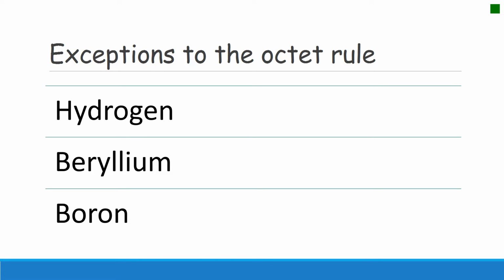Now, there are some exceptions to the octet rule. Hydrogen only has 1 valence electron, and it's only got 1 principal energy level. So the maximum number of electrons that hydrogen can have in its shell is 2. So it's never going to have the octet rule. So it wants a maximum of 2 electrons. And to get 2 electrons, it's going to form a single bond.